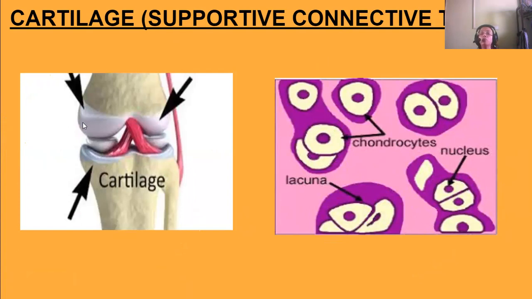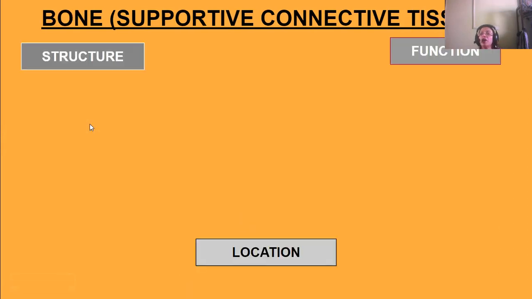Now see the long bones, the white portion at the end of the long bones where it's joining. This is the cartilage which is present. This is also the cartilage, the black arrows are pointing towards it. These are the cartilage. Next, we are coming to another supportive connective tissue, which is known as bones.